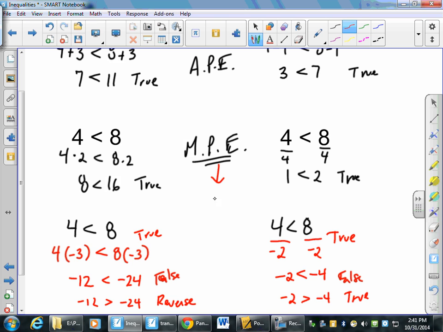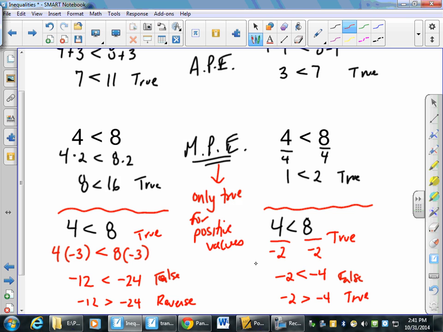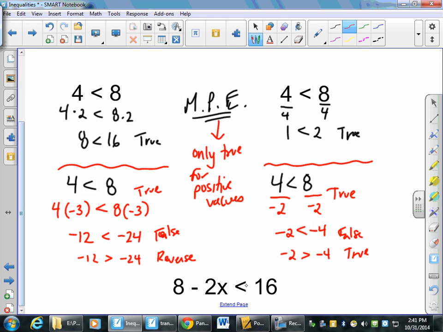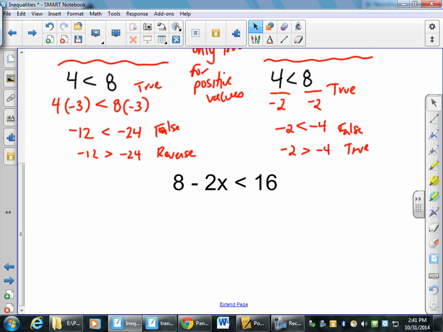So what happens is that when we work with inequalities, the multiplicative property only works for positive values. When we're multiplying both sides of an inequality by a negative value or dividing by a negative value, in order to keep the inequality true, we must reverse the direction of the symbol. So let's look at where this might come up when we're solving problems like this.